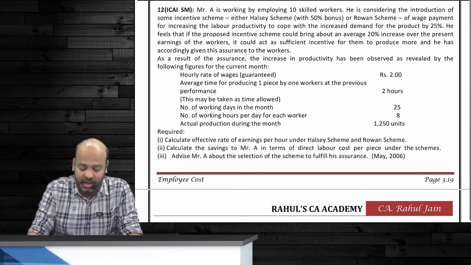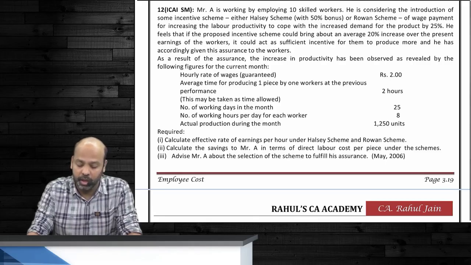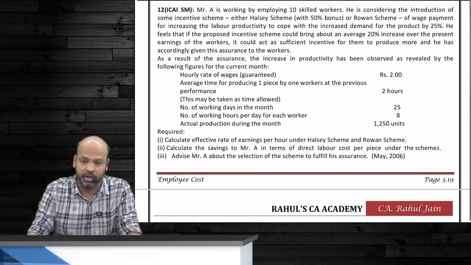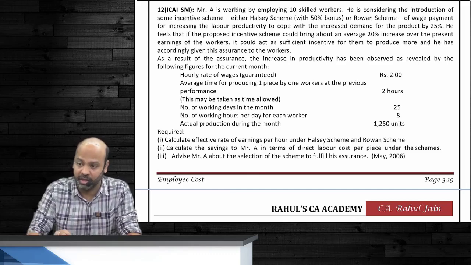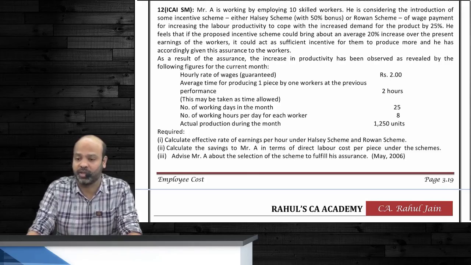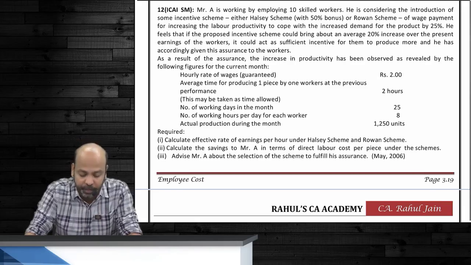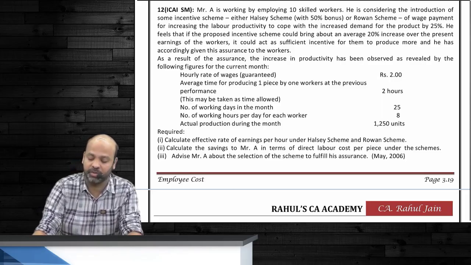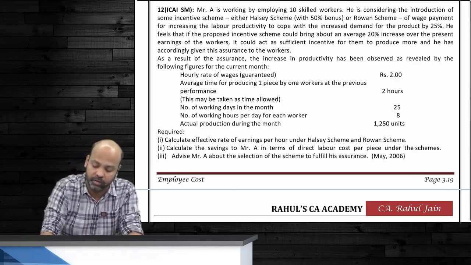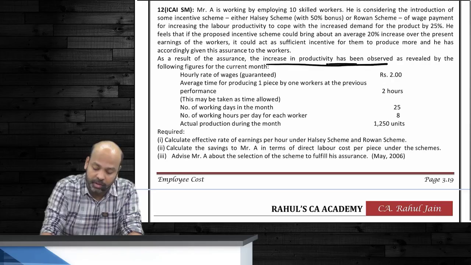He feels that if the proposed incentive scheme could bring about an average 20% increase over the present earnings of the workers, it could act as a sufficient incentive for them to produce more, and is accordingly given this assurance to the workers. So he has given an assurance that their earnings will increase by 20% if they increase the output by 25%. Are we clear? As a result of the assurance, the increase in productivity has been observed as revealed by the following figures.